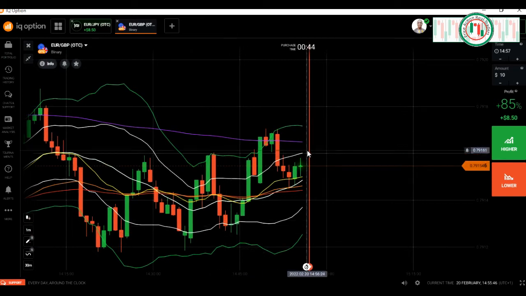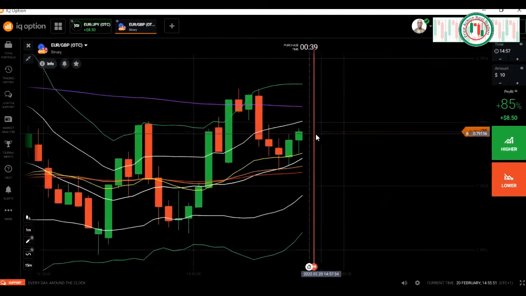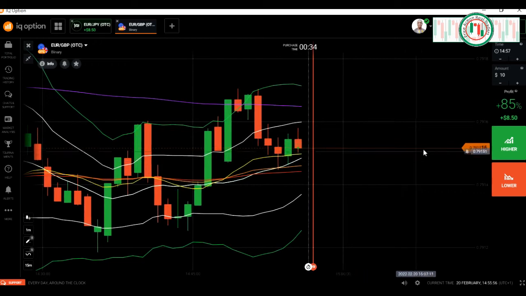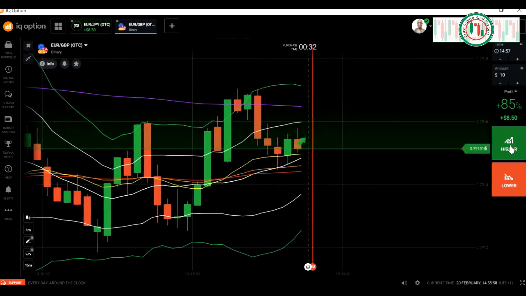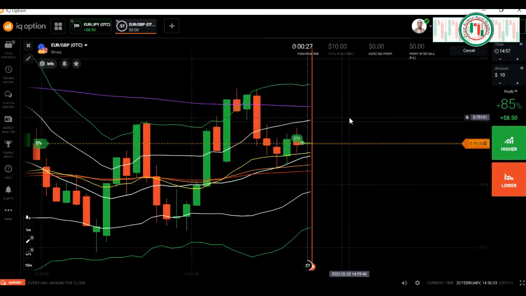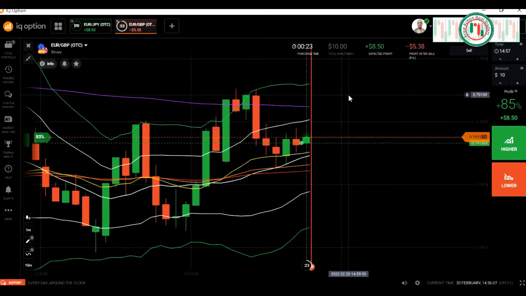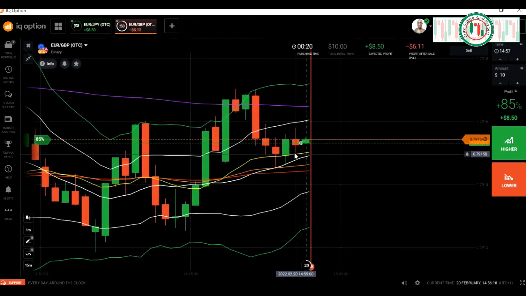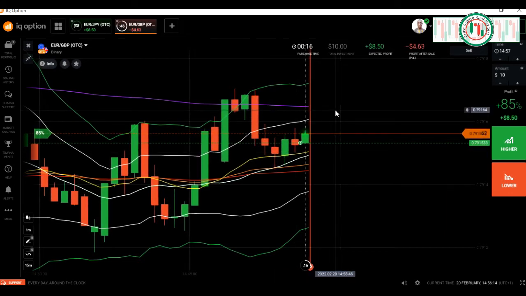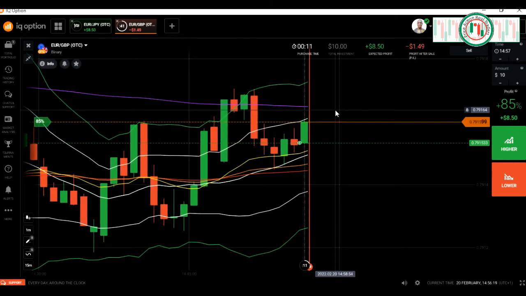See here. Yes, another pullback from the 20 MA. Yes, I place a call option here because of the pullback. I know definitely buyers must enter. You see this candle rejected from the 20 MA. That's why I place my trade, a call option at this level. You see strong buyers entry.